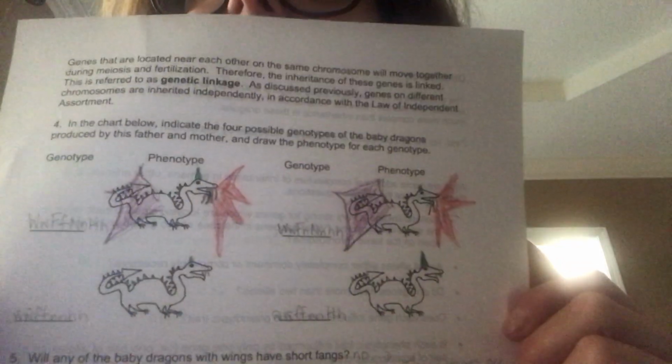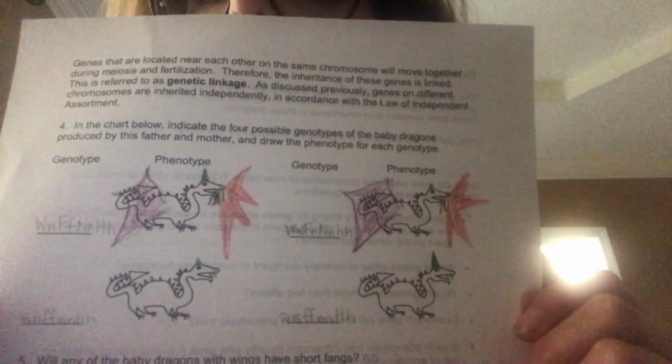On the last page, you are going to indicate the 4 possible genotypes of the baby dragons from the dihybrid cross you just completed. You're also going to show the phenotypes. Again, I got a little creative with mine, and I put drawings and colorings in there. Remember, genotypes are letter combinations, while phenotypes are what you see.